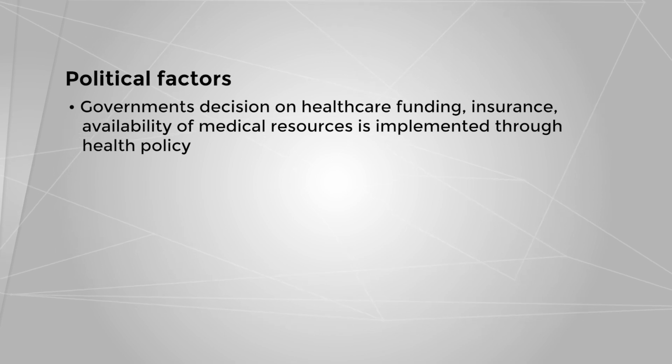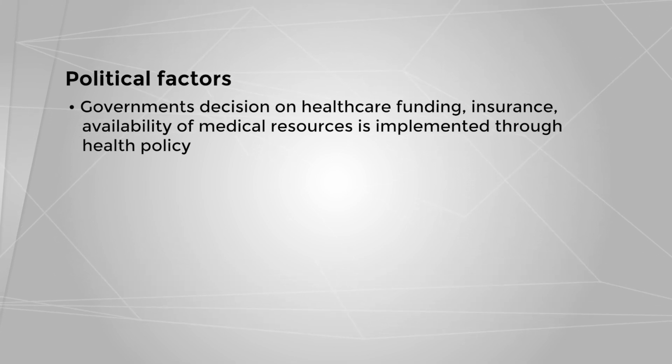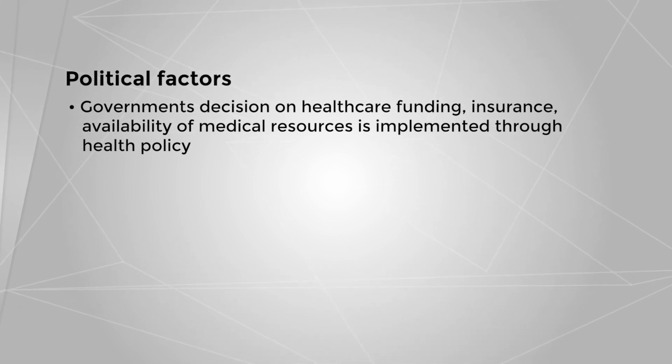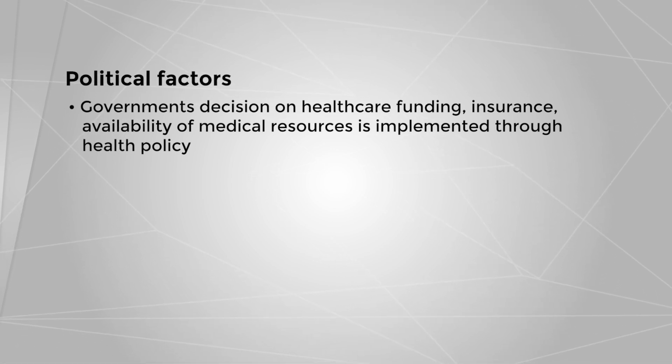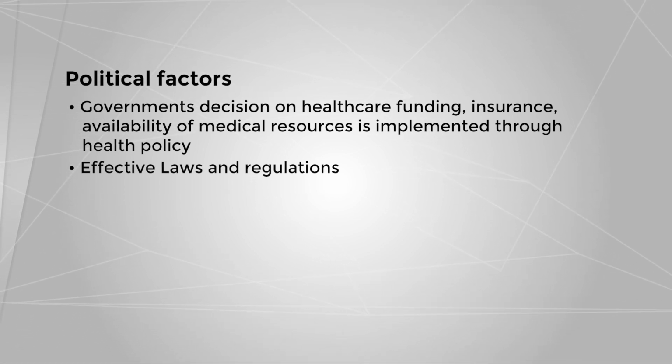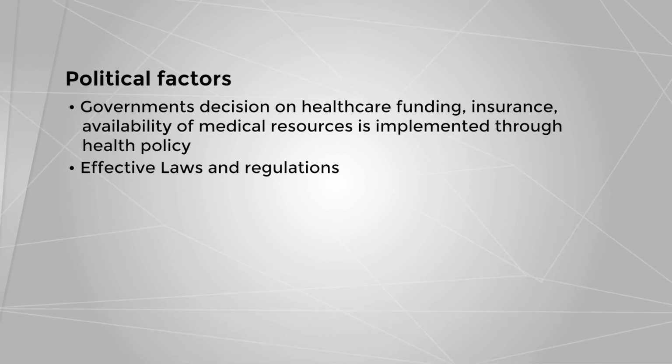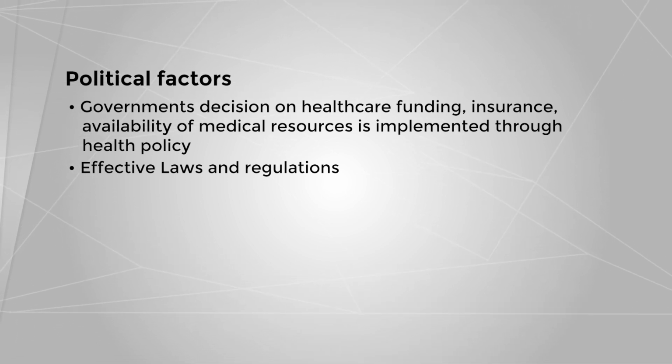The political factors are equally important for health outcomes. Government decisions on healthcare funding, insurance, availability of resources, etc. are implemented through health policy. Effective laws and regulations can positively impact health outcomes, such as laws related to traffic rules, tobacco consumption, alcohol consumption, occupational laws, food safety, pollution regulation, and others.